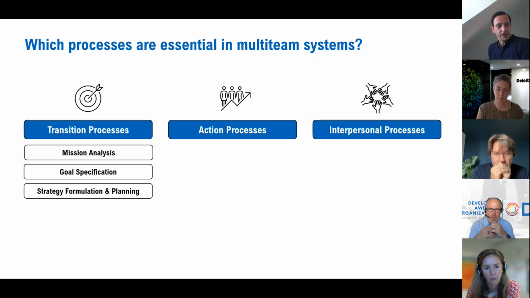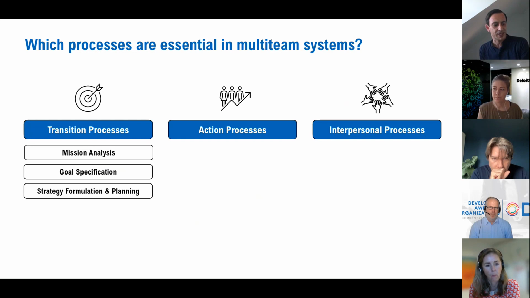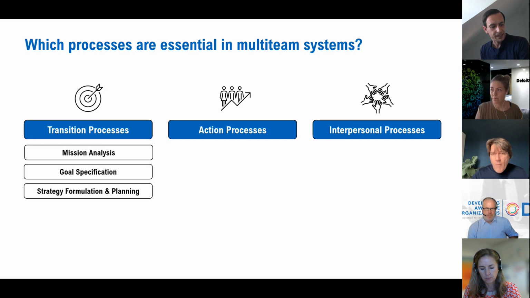Which processes do you have? On the one hand, you have mission analysis. What is this all about? You have to interpret and evaluate what is the mission of our team, or in an overarching sense for the multi-team system, what is the mission of our multi-team system? Why are we there? What do we have to face as challenges? What are our constraints? What are our contingencies? Which resources do we have? What is our background?